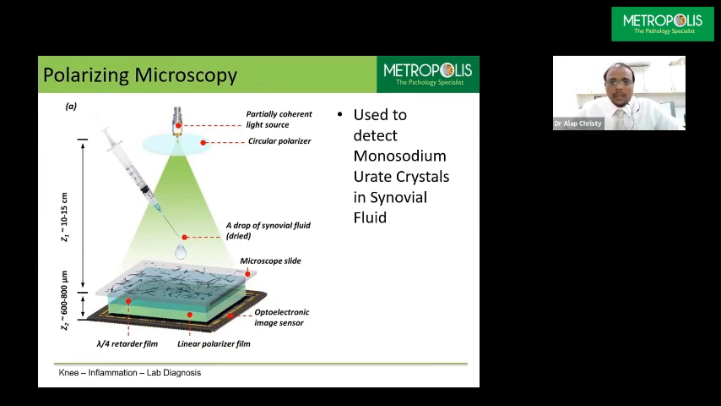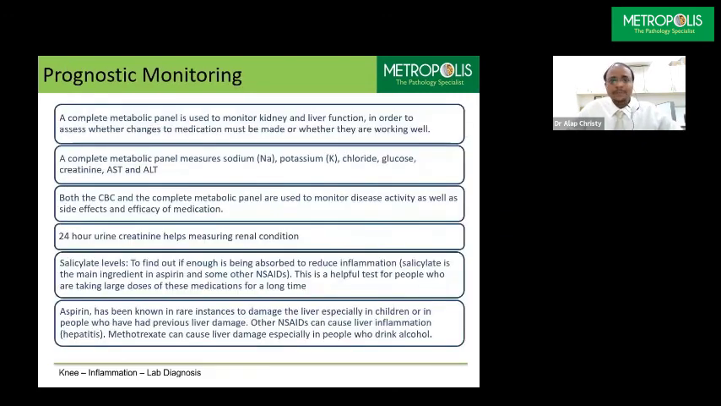But next is our polarizing microscopy. This is used especially for monosodium urate crystals in the synovial fluid. When, as I told you, we are not able to clearly distinguish from the serum test, then this test might be of very much use. For prognostic monitoring also, I think we can use a complete metabolic panel, with sodium, potassium, chloride, glucose, because for the prognosis we have to monitor the renal conditions. We have to monitor the salicylate levels, aspirin, which is being given.